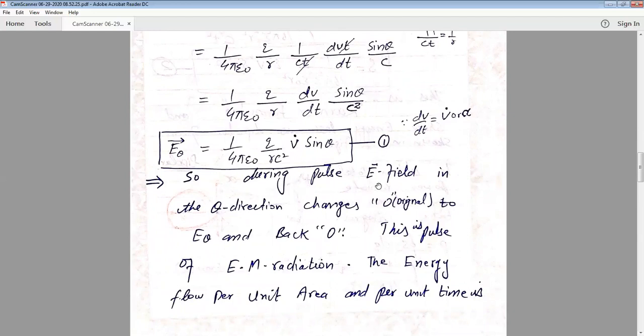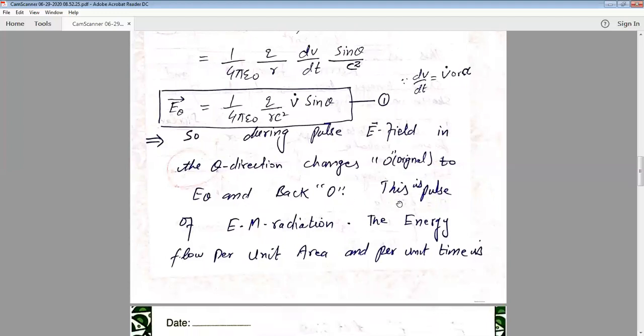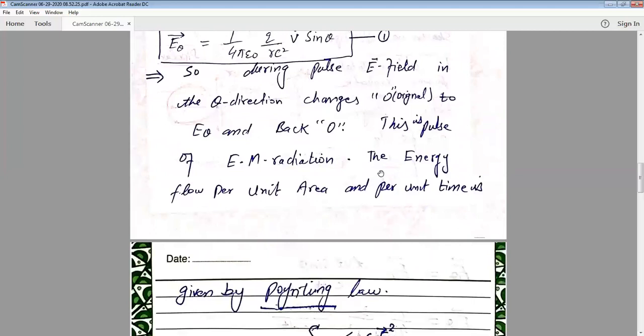So during the pulse, the electric field changes from the original direction to the theta direction, E theta, and back to the original direction. This is the pulse of electromagnetic radiation. When the electric field changes from the original direction to any theta direction and then back to the original direction, this is called a pulse. It is done in a short interval of time.